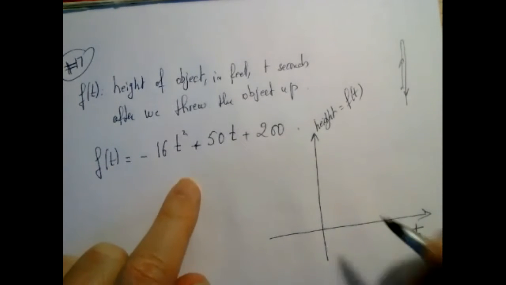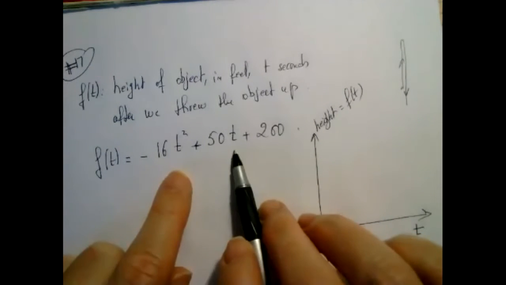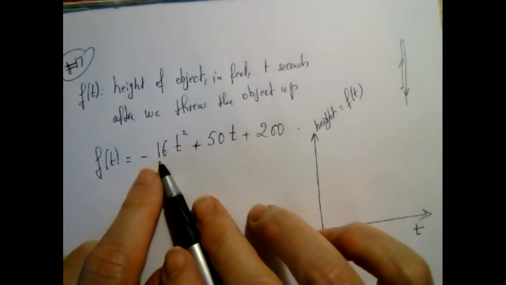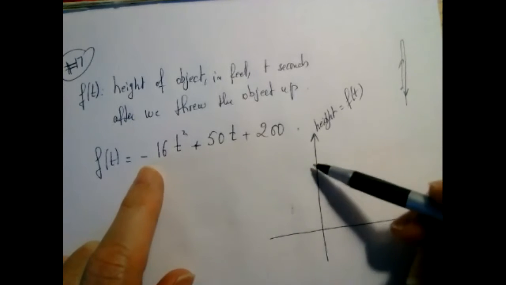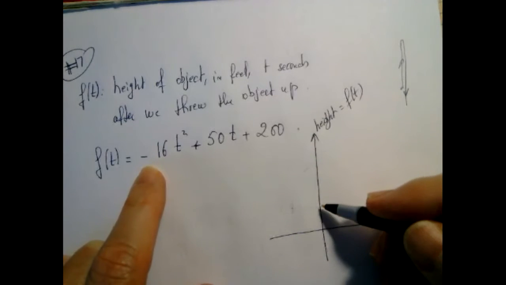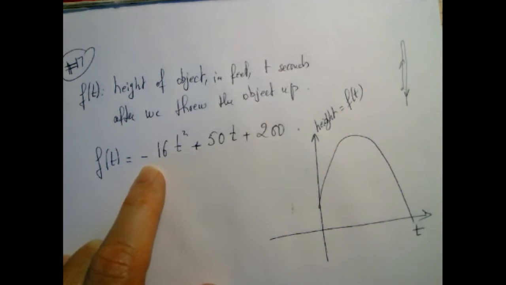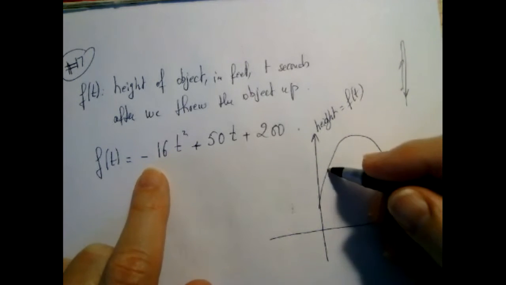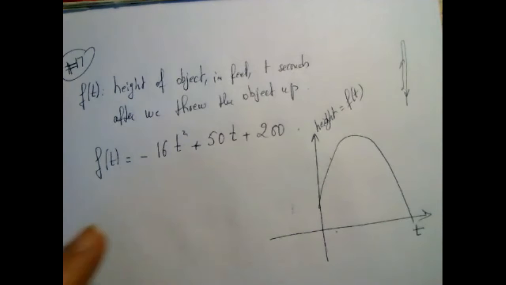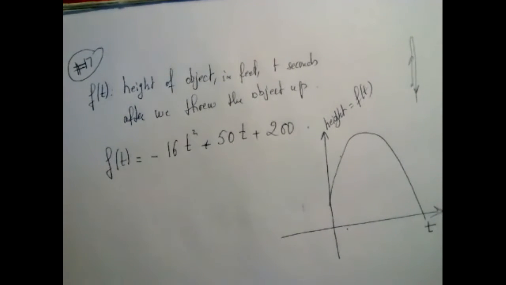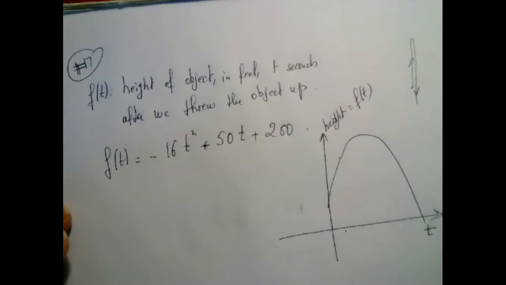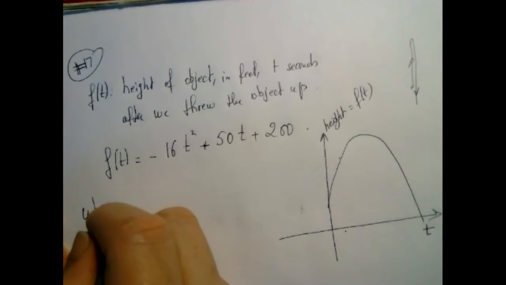I'm going to graph it. All right, we know this is a parabola because it's quadratic. It's a parabola concave down because a is negative. So it's going to go something like that. So that's really the graph of the height. So at every moment, the output is telling me the height. So the question is, when does the ball hit the ground?